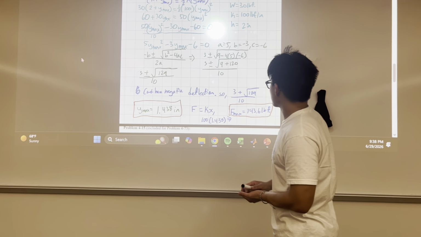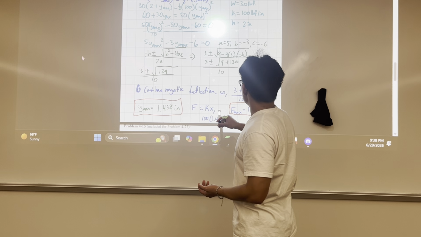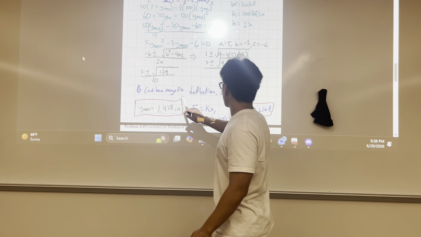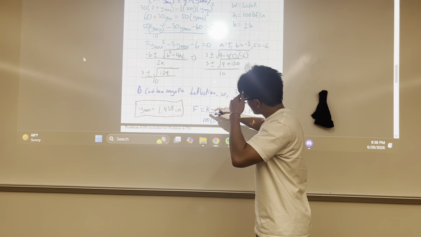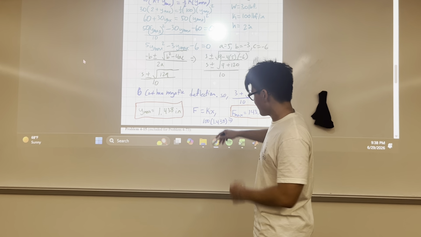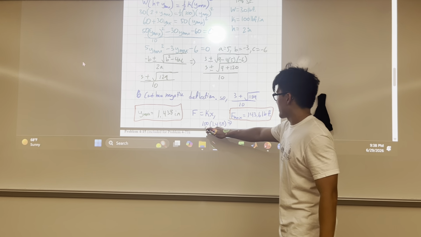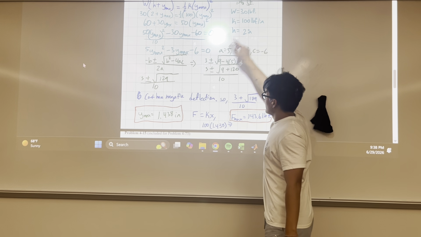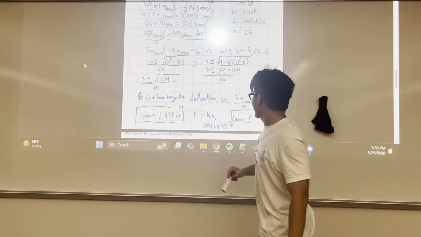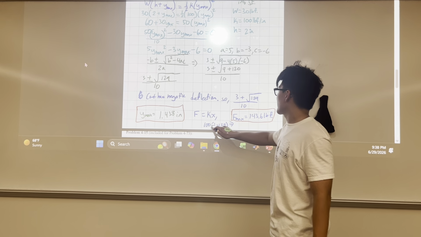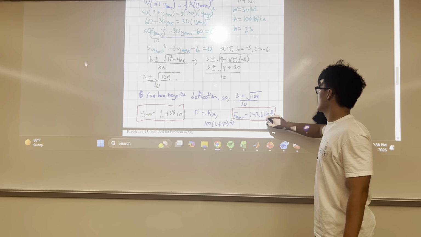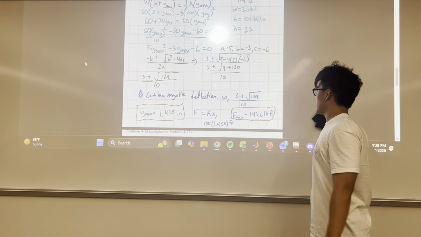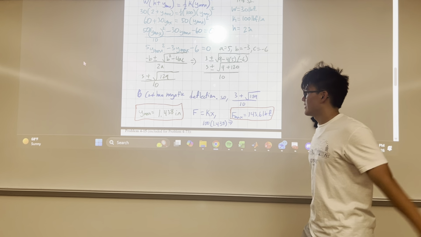So that's the maximum deflection. I'm pretty sure the question also asked for the force. So the spring constant times x, the deflection, and they give us 100 in the question statement, and then 100 times the deflection equals this. So this is how much spring force there is at the maximum compression.